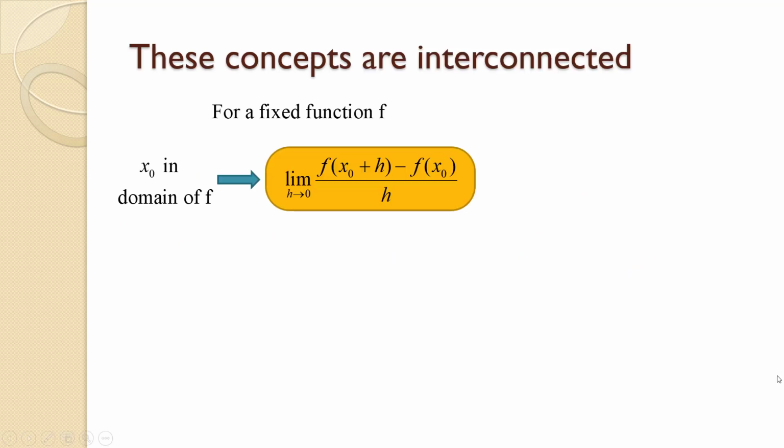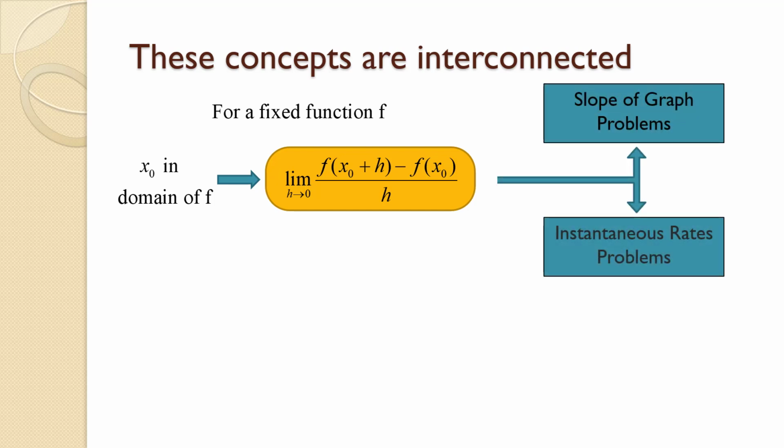Well, now we've computed this limit twice for two different problems. Of course, we use different variables here and there and different names of functions. But in the two examples you've seen, I've given you a certain value in the domain, and then we computed this limit. And this limit happened to be connected to two different types of problems, slope of graph problems and instantaneous rate of change problems. So clearly, the limit process itself is fairly important.